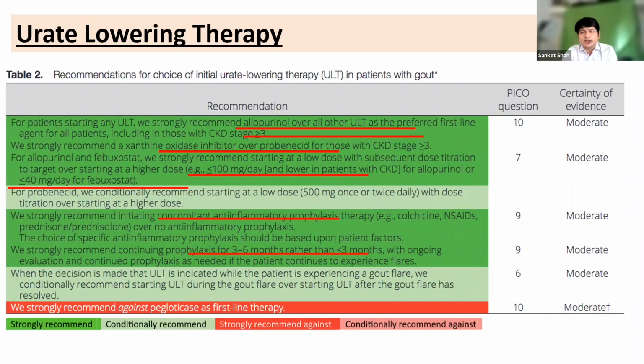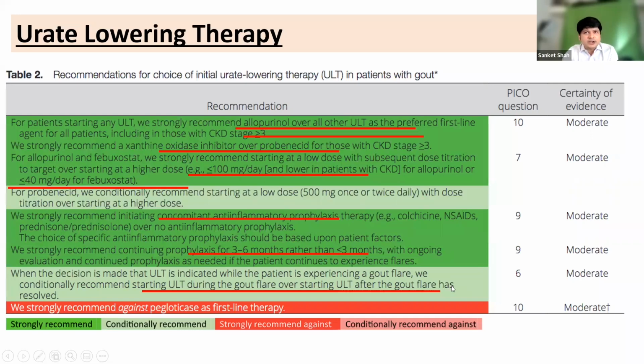So you read so much, but at the end of the day, you have to make a summary that tomorrow when a patient comes to me, this is what I am going to do. That is very important in our clinical practice also. Now this is completely odd compared to what I read 5 years back and what I'm reading today, that we recommend starting urate lowering therapy during the gout flare over starting urate lowering therapy after the gout flare has resolved.